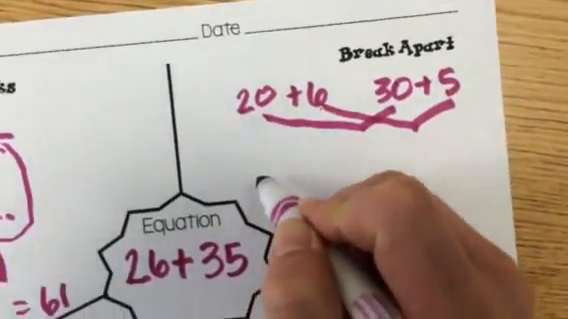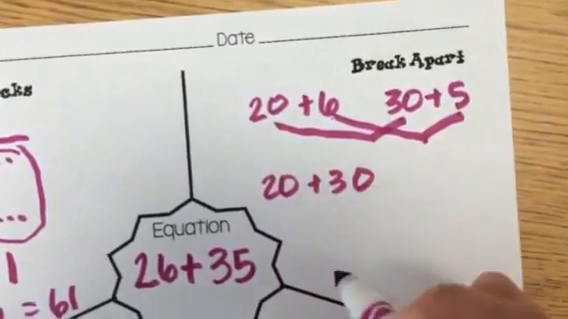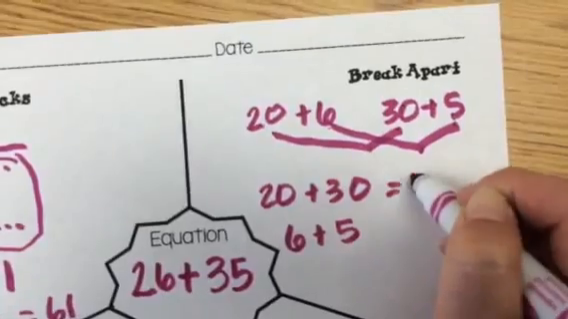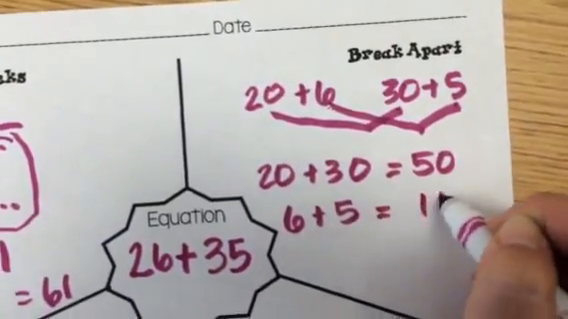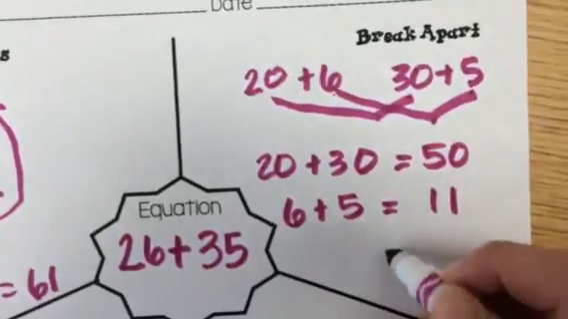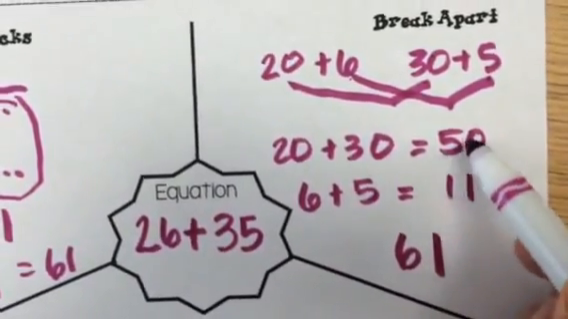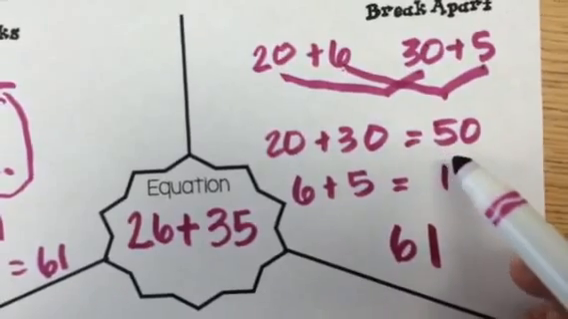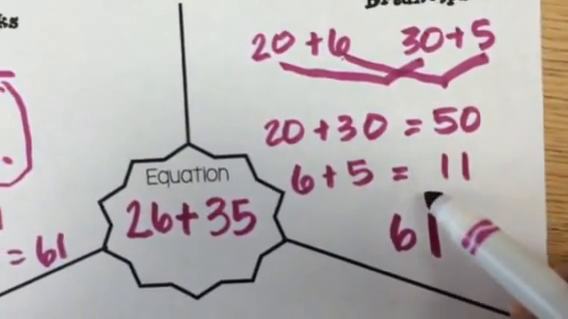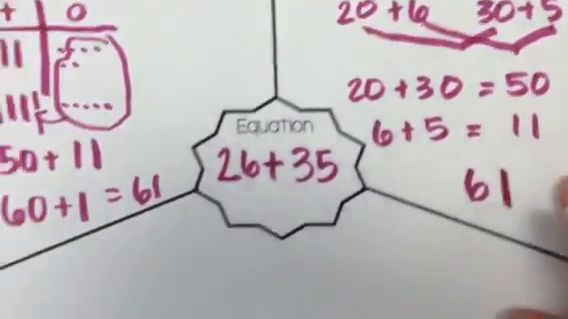So I have two separate equations. I have 20 plus 30, and I have 6 plus 5. That equals 50. That equals 11. I then have to take my two partial sums and add them together to get 61. And again, if your child has trouble adding 50 plus 11, just remind them that 11 is the same thing as 10 plus 1. 50 plus 10 is 60, plus 1 more is 61.